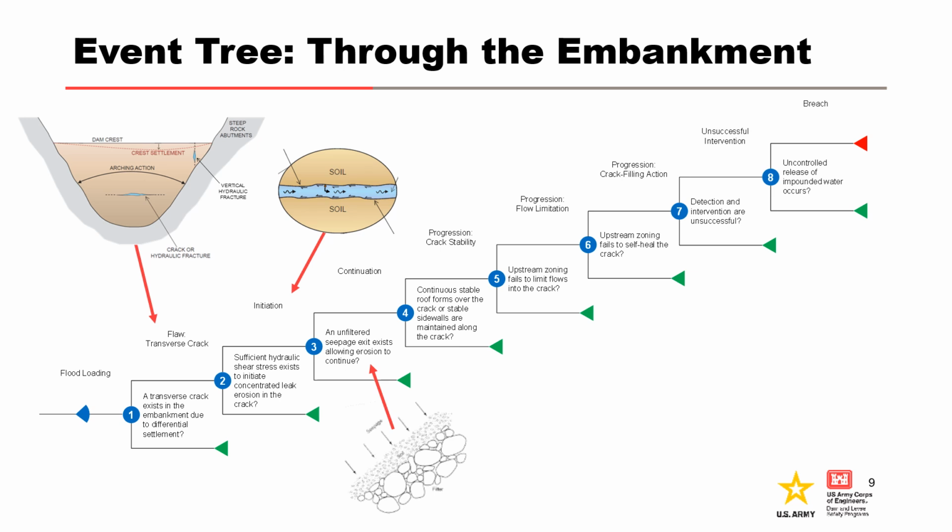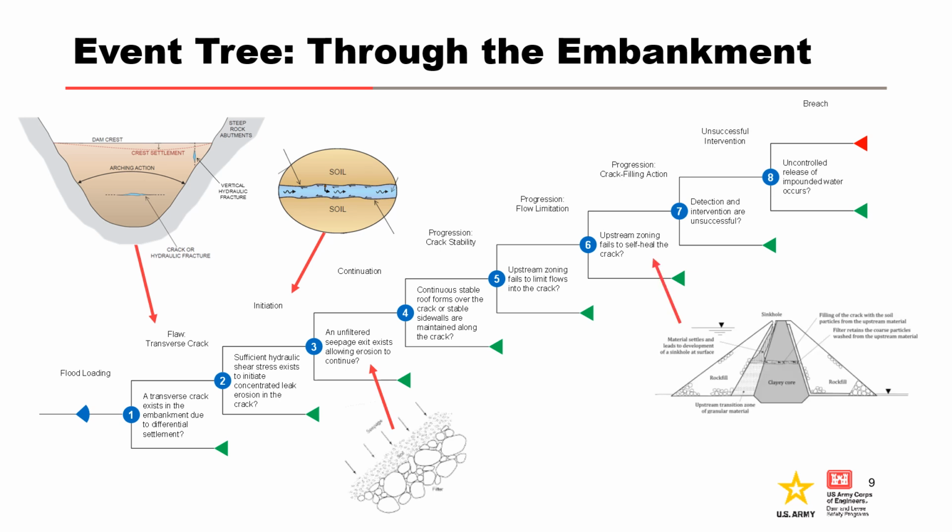Node 3 assesses the likelihood of an unfiltered exit. Nodes 4 and 6 assess the mechanical condition for progression, while Node 5 assesses the hydraulic condition for progression. Nodes 7 and 8 are unsuccessful intervention and breach, respectively. It is good practice to use the generic sequence of events or event tree as a starting point for potential failure mode evaluation, but then to adapt it for site-specific conditions. Not all nodes may apply to a specific dam.